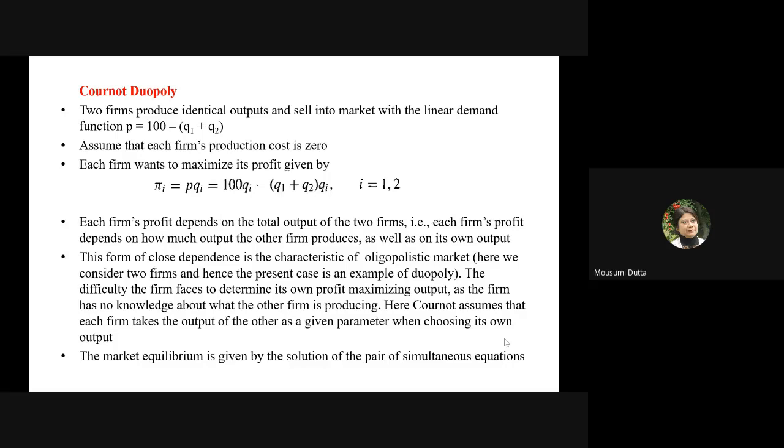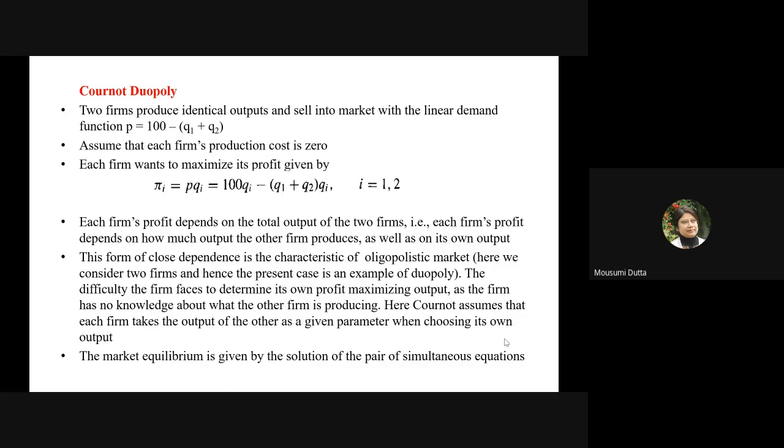To keep the entire presentation very simple, in the introduction, we are considering as if the firm's production cost is zero. However, when we go for the numerical exercise, we will bring the cost equation too. Now, to begin with, we are considering the cost is zero. The cost part is zero.